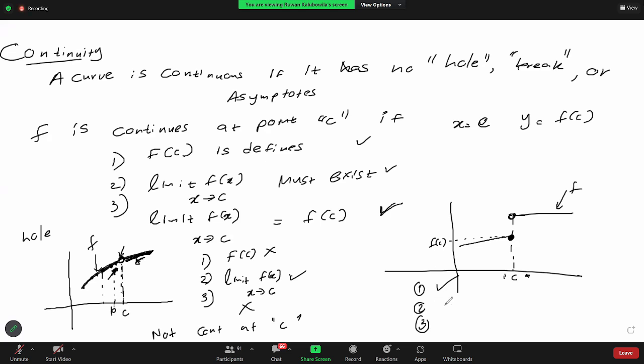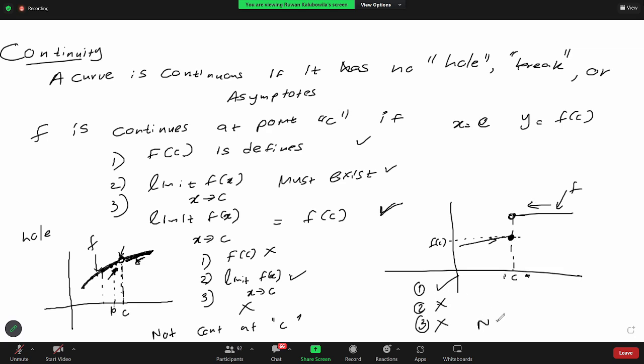Limit of f(x) when x approaches c. Now tell me, is that true or false? False. When you consider the left hand, it has one value. When you consider the right hand, it has another value. These two are not equal. That means the limit does not exist. So the second one fails. That means false. Right? So the third one is already wrong.